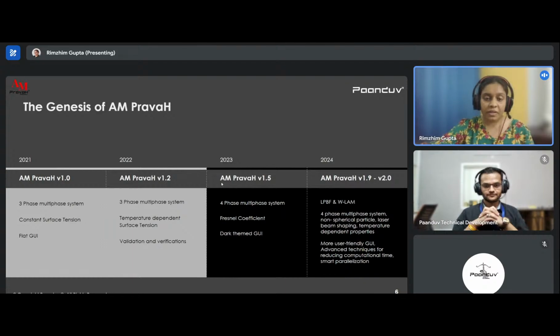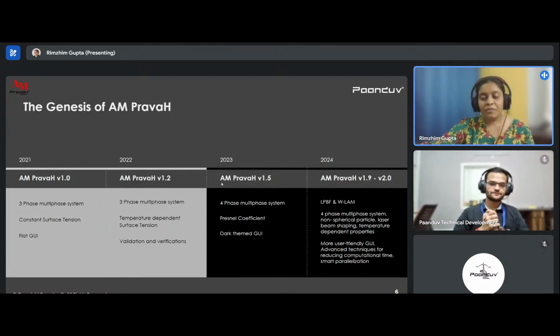In 2023, we transformed from a three-phase multi-phase system to a four-phase multi-phase system. In the commercial space, this was the first time somebody used a four-phase multi-phase system. We also incorporated the effect of the Fresnel coefficient, which takes the optical properties of the powder into account. We also developed a dark themed graphical user interface, which was very easy for users to use.